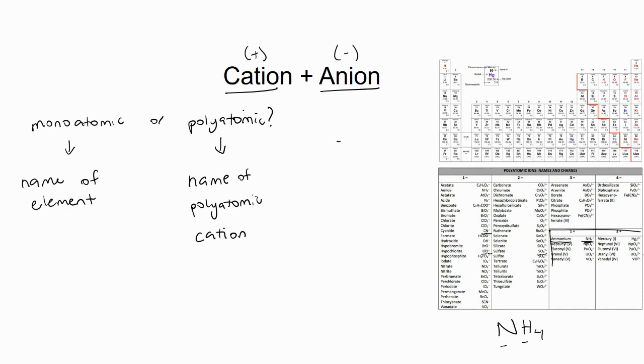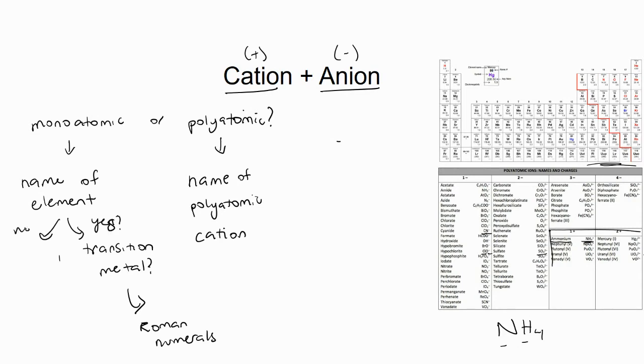It's going to be the name of the element, but if it's a transition metal or a post-transition metal, then it needs Roman numerals. So, transition metal? If yes, then we need Roman numerals. If not, then you're done just by writing the name of the element itself.